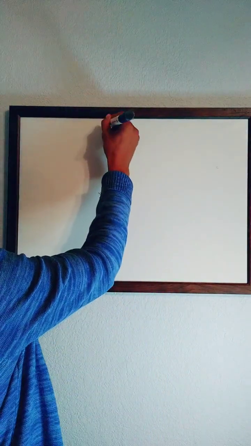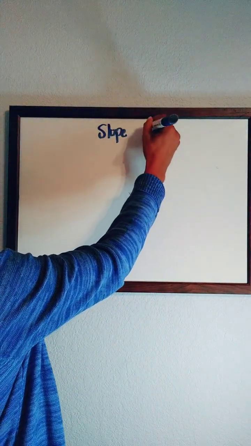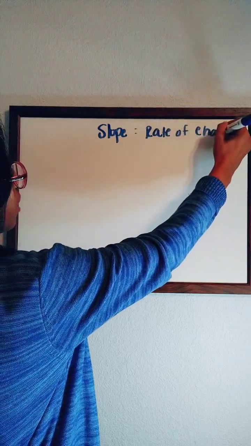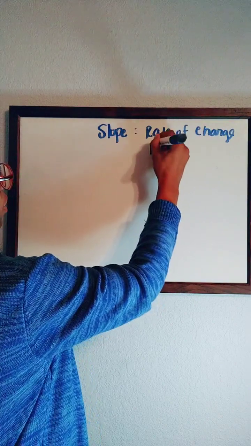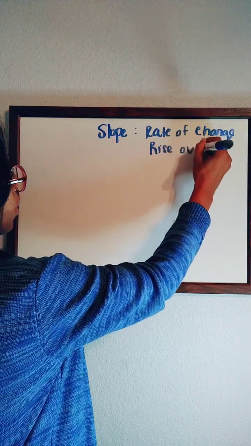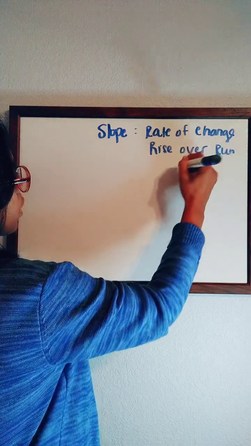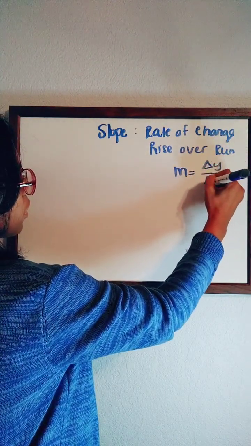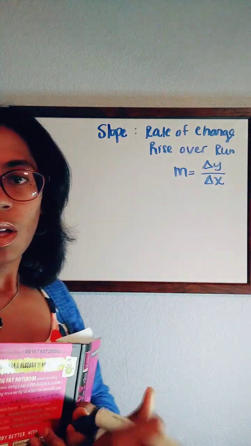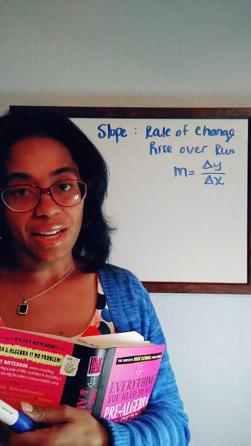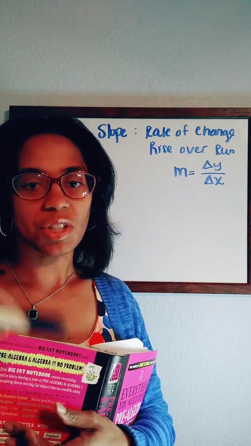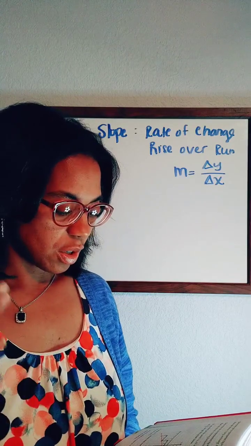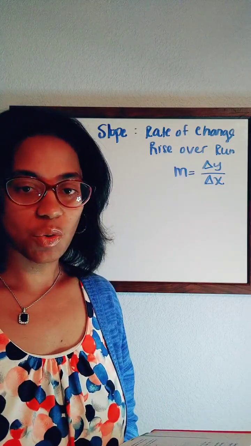Slope, which is also the rate of change, which is also rise over run. The change in y over the change in x. All right, so we're going to talk about slope, which is the rate of change, which is the rise over the run. So the change in y over the change in x. You just need to know what direction goes where, right?